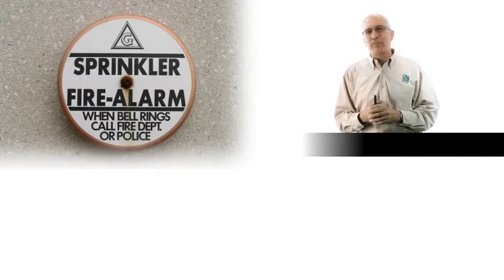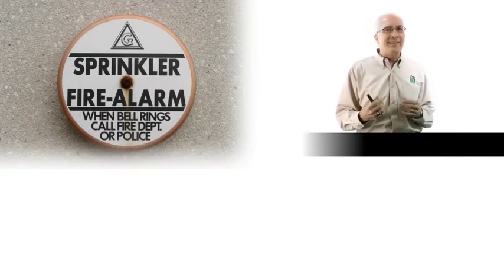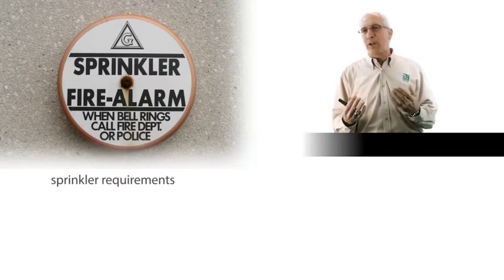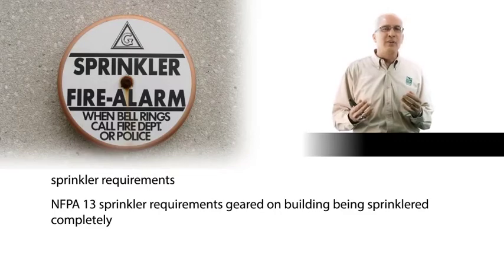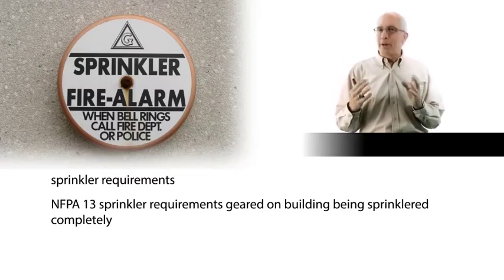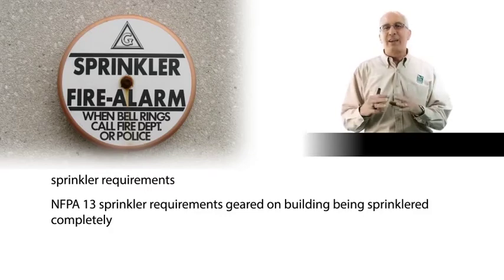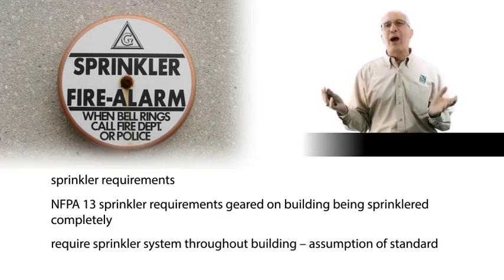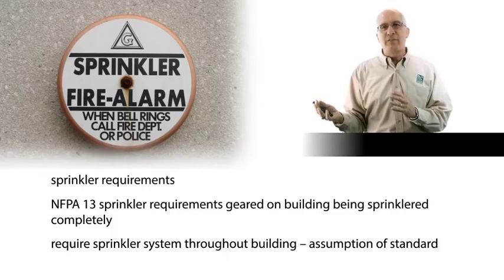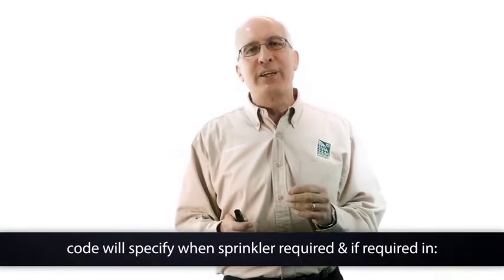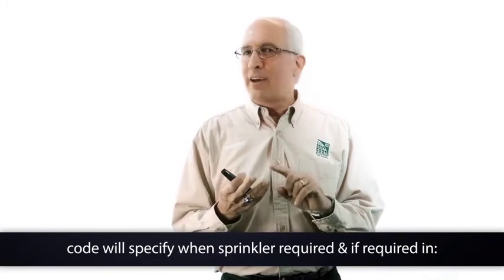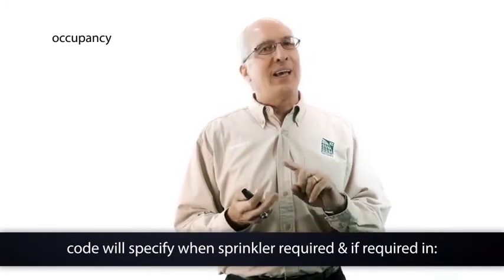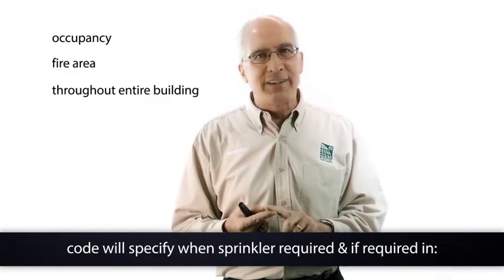There are a number of examples that we can use with this. One of the easy examples is simply the sprinkler requirements. When you look at the NFPA 13 sprinkler requirements, those are all geared on the building being sprinklered completely. It is going to require a sprinkler system throughout the building, and that's the assumption of the standard. However, the building code will specify when a sprinkler is required and if it's required in an occupancy, in a fire area, or throughout the entire building.